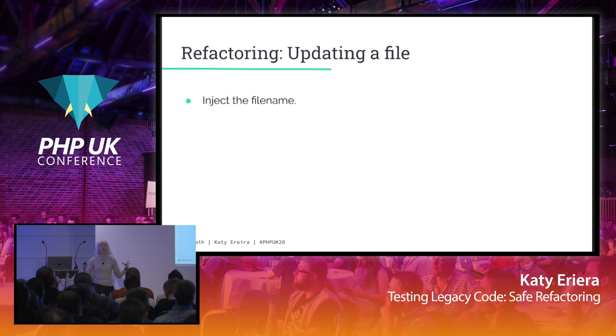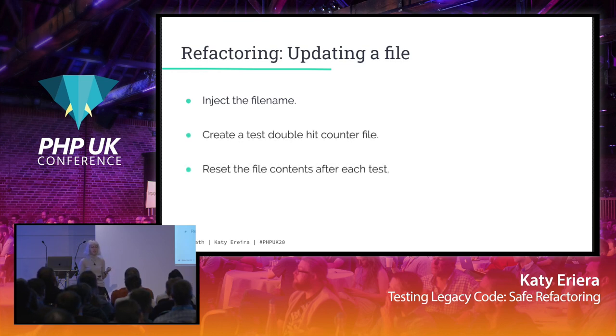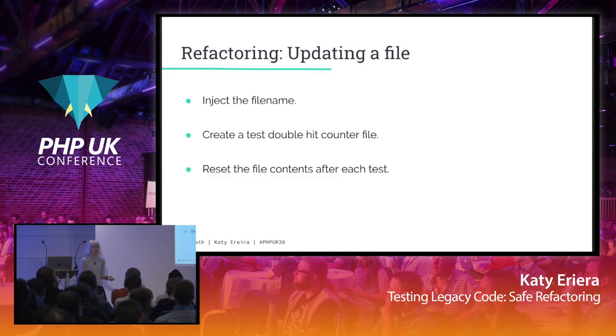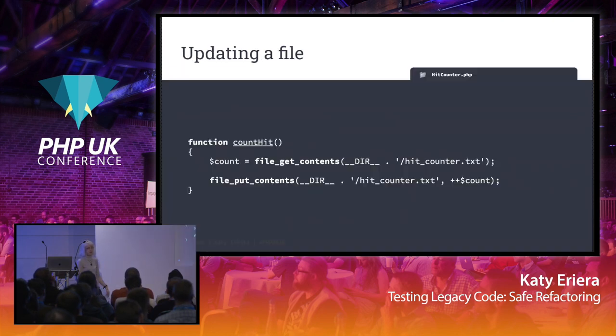And again, we're going to return to our trusty dependency injection, and instead of hard coding the file name, which is a dependency, we're going to inject that. And we're going to create a testable hit counter file. And we're going to reset the contents of that file after each test just to keep it clean and make sure you don't end up with a file with like a gazillion hits. Just a bit simpler.